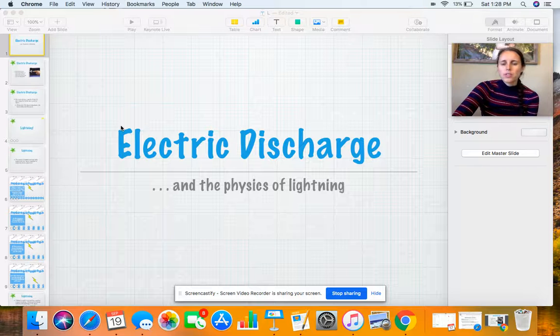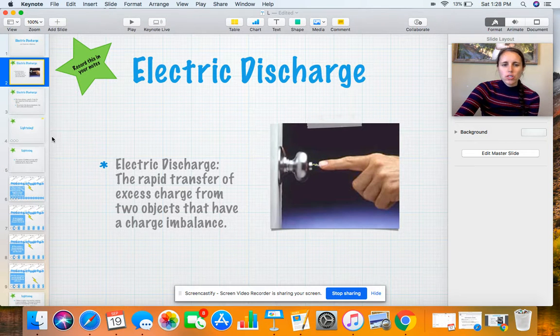So before we move into circuits, I want to talk about a really cool phenomenon called electrical discharge. Electrical discharge is very related to static electricity, and we also get to talk about lightning. So let's talk about what electrical discharge is.